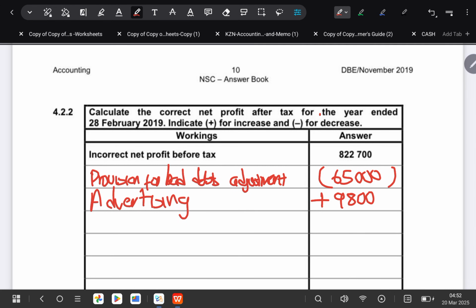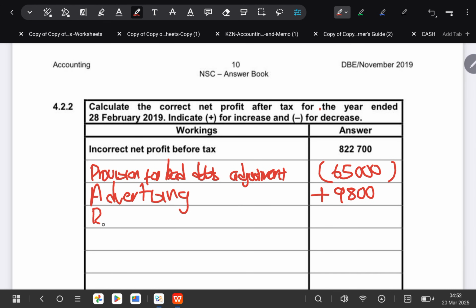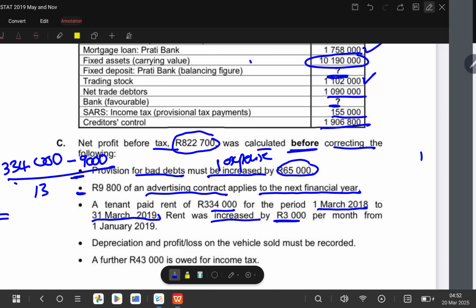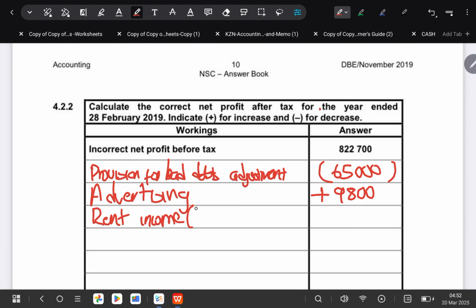So we're going to say for rent, let me check, for rent income. Yes, it's rent income, remember. It's rent income because we have a tenant. So we are going to say 334,000 minus 9,000, and then we divide this by 13, and then you plus the 3,000, because remember they said the rent was increased. So let's check if we do it like that.